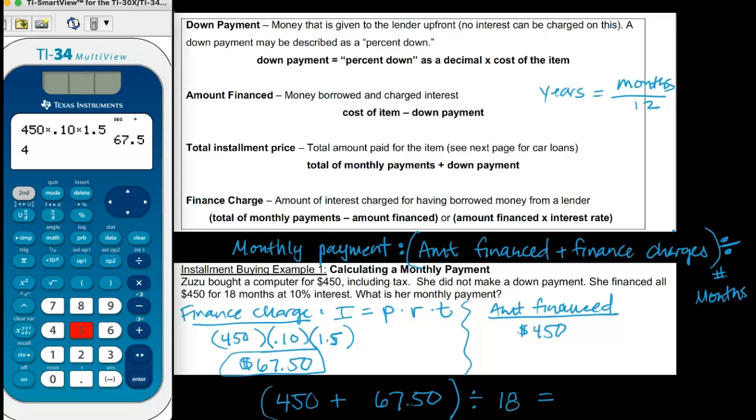I'm going to come over to my calculator: 450 plus 67.50, and then dividing that up into 18 payments gives us $28.75 a month.